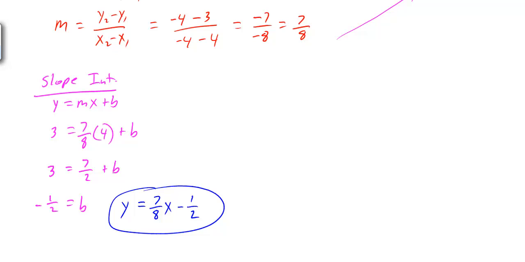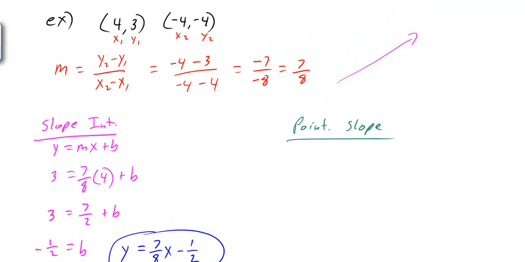Now, you could certainly go back and we could use the point slope, and I'm not going to go through this one. I think a lot of times people prefer the slope-intercept, but if you want to use point slope, you could certainly do that. And again, you could use either point up here. You're going to use the slope of 7/8, and you could use 4 and 3, or you could use negative 4 and negative 4. So I'll go ahead and set this up.